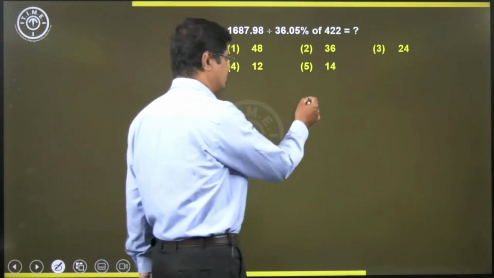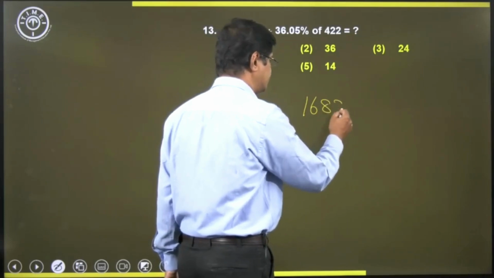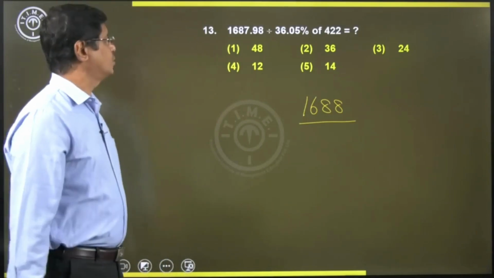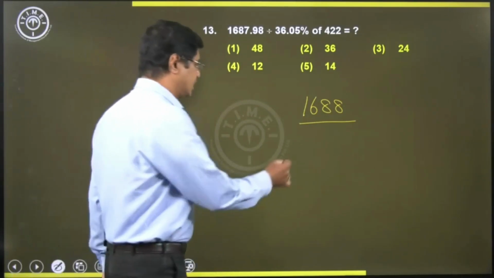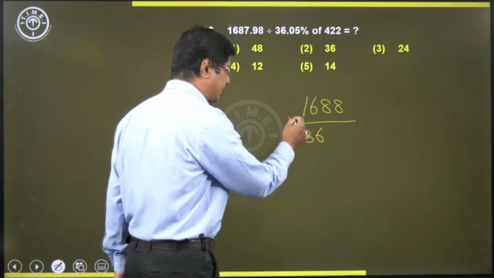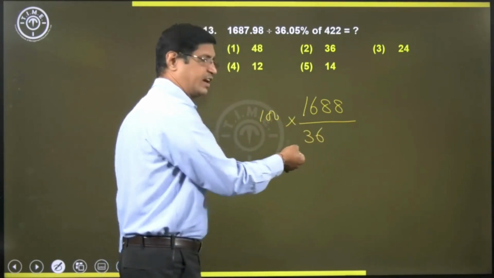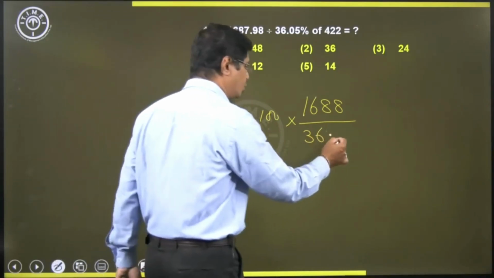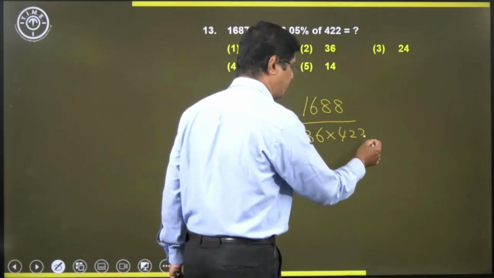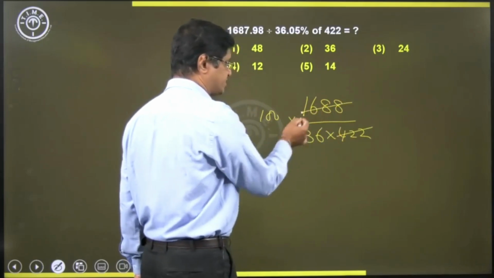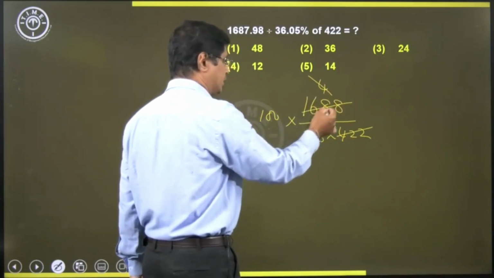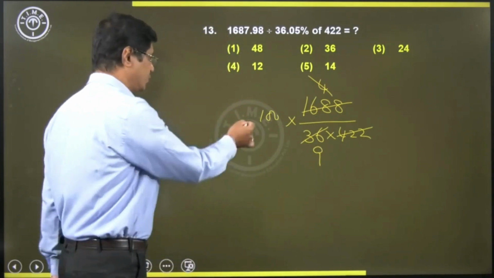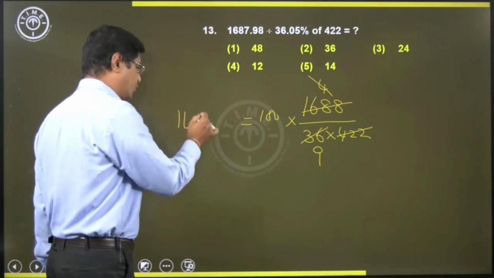Next. 1687.98, approximately it is 1688, divided by 36.05% of 422. 36%. Percent means I am taking 100 on the other side. Instead of writing 36 by 100, I am taking 100 on the numerator side, into 422. 422 goes exactly 4 times. What about 4 in 90 is 36? 9 times. So 100 by 9, which is equal to 11.11.